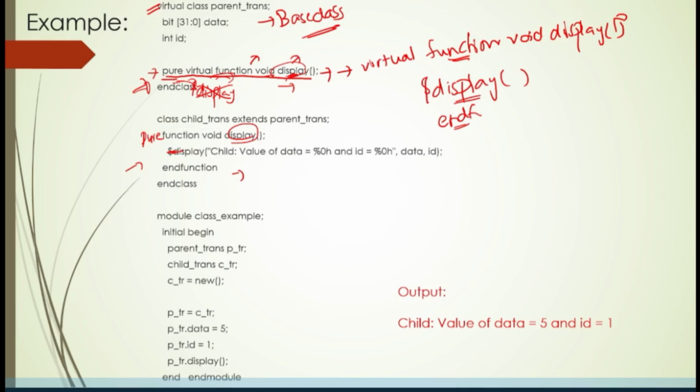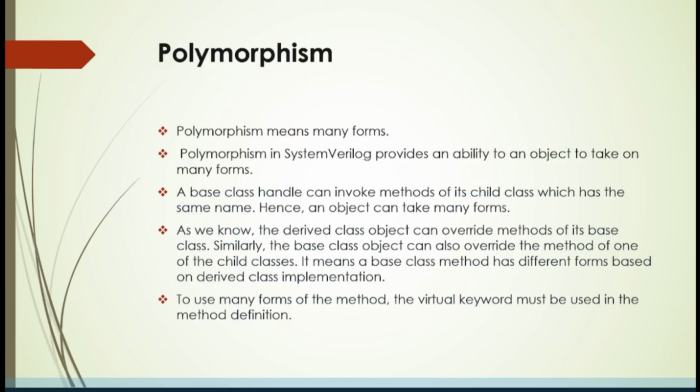If you still have any doubts, you can ping me on either my Telegram or LinkedIn or in the YouTube channel comment box also. In the next class we are going to discuss polymorphism, which is also one of the important properties in SystemVerilog. Polymorphism means the object that you are creating can take many forms. What is the need of polymorphism? Why do we go for polymorphism? Everything we'll be discussing in the upcoming videos.